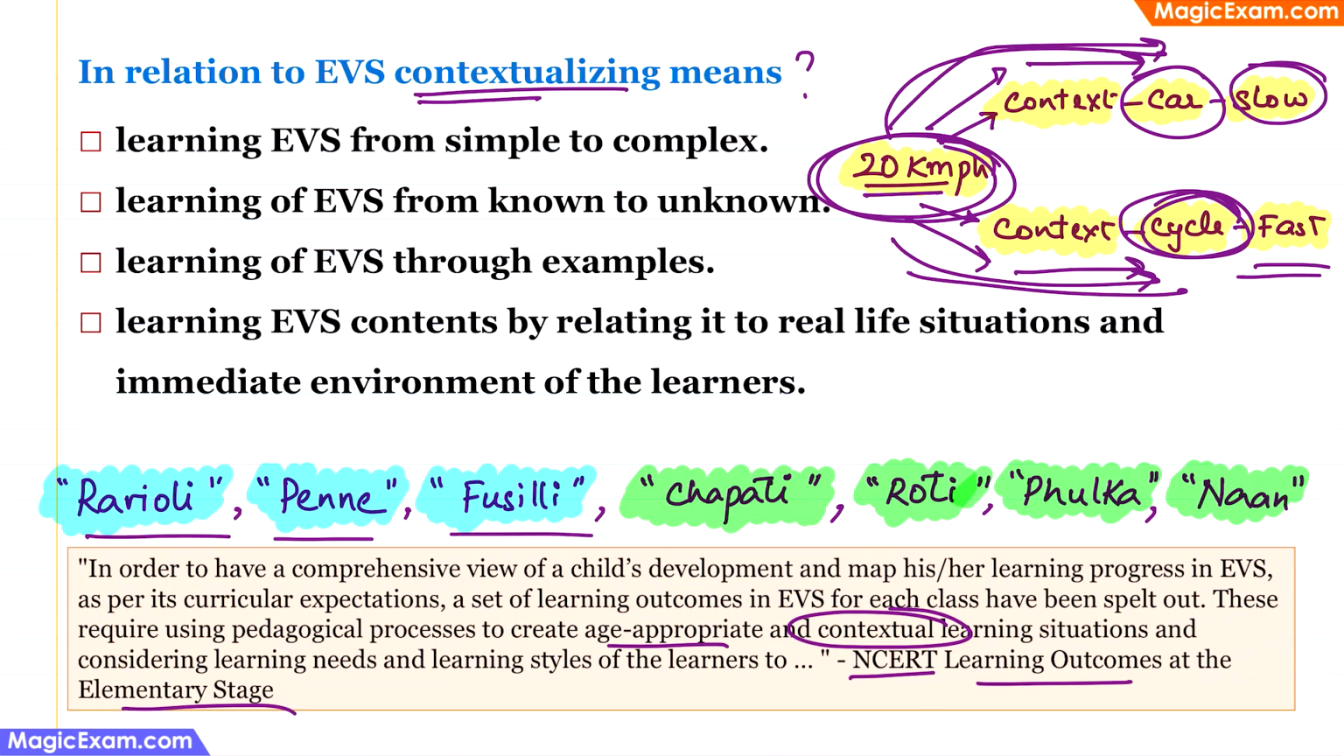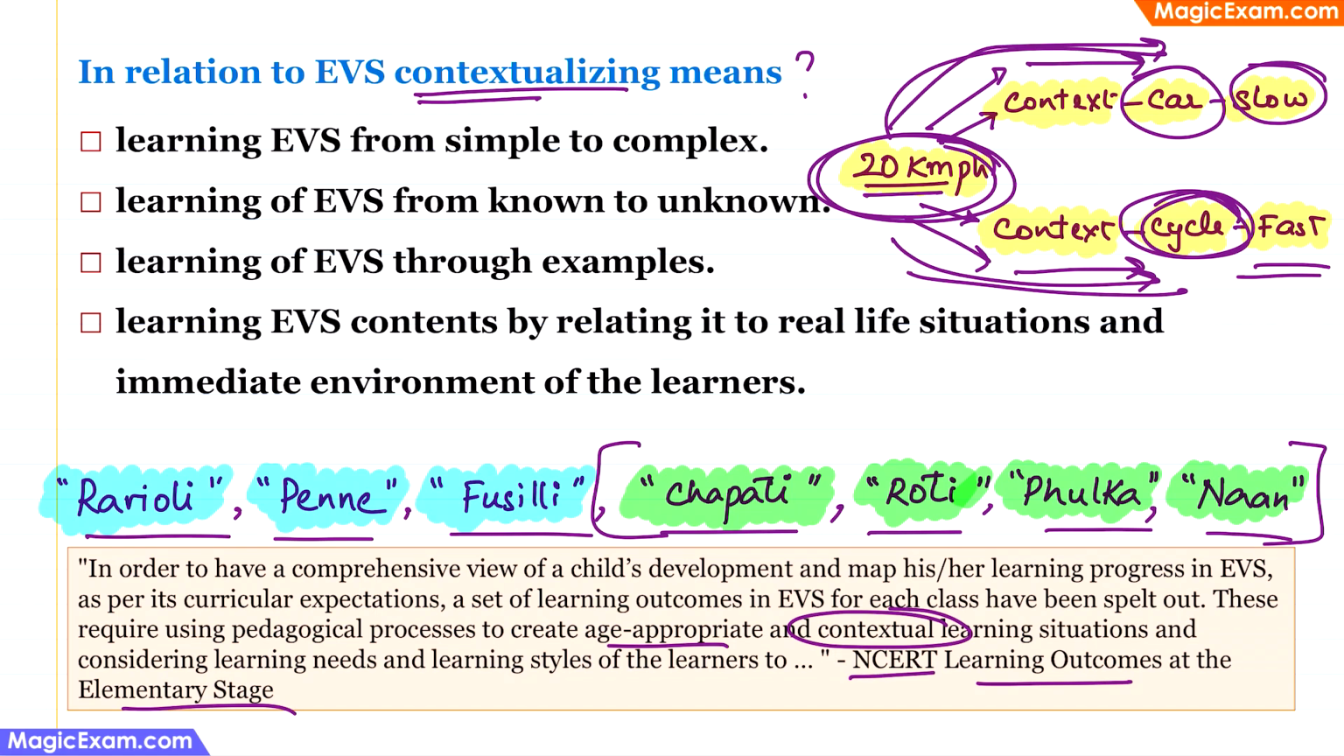Because these are different types of pasta. So these are not very common food items in everybody's house. Whereas if I talk about chapati, roti, fulka and naan, right? So children know that I'm talking about food items because these are popular and in almost everybody's house, these types of food items, these are Indian food items which are made. So now that you understood the meaning of context, let's look at the answer options.